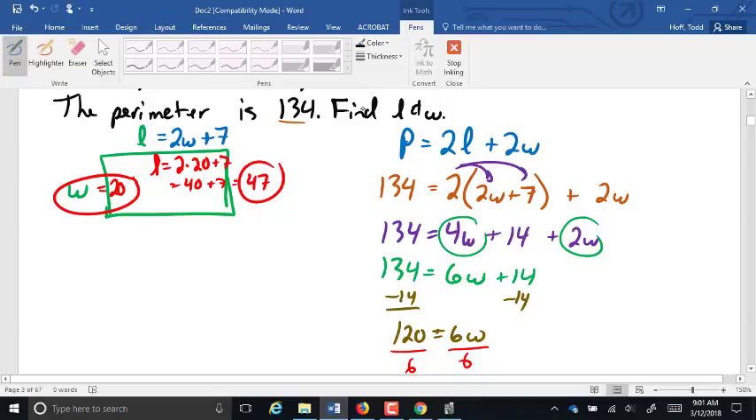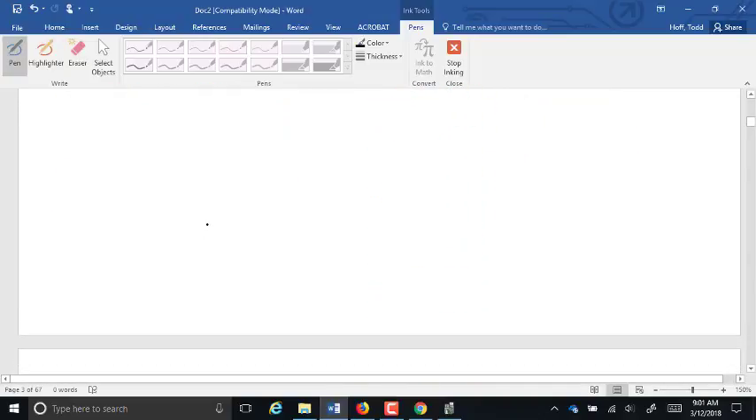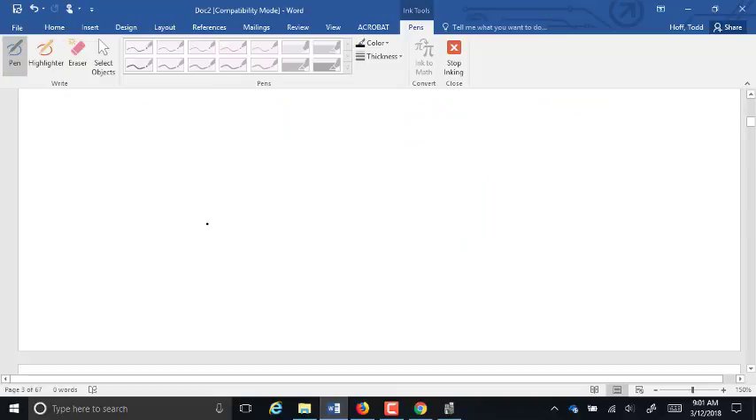So those are just a couple of different examples where if we're given a formula, we can use that formula to solve problems. Other problems we can look at are problems where one thing builds on another.